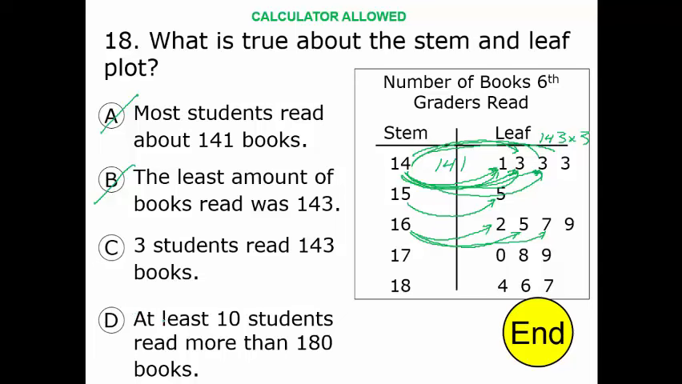At least 10 students read more than 180 books. Well, technically we have one student who read 184, one who read 186, one who read 187. That is only 3 students that read more than 180, so I'm going to cross off choice D. The selection in this case is letter C.